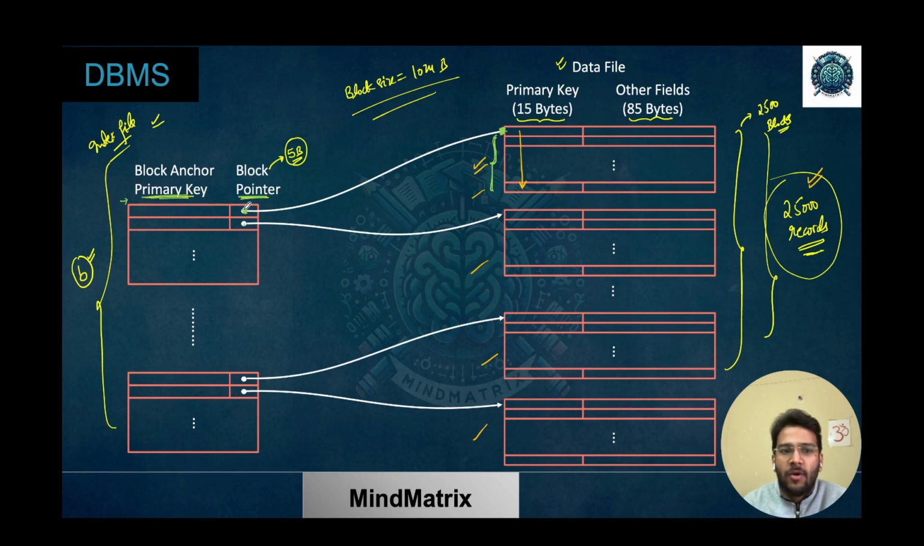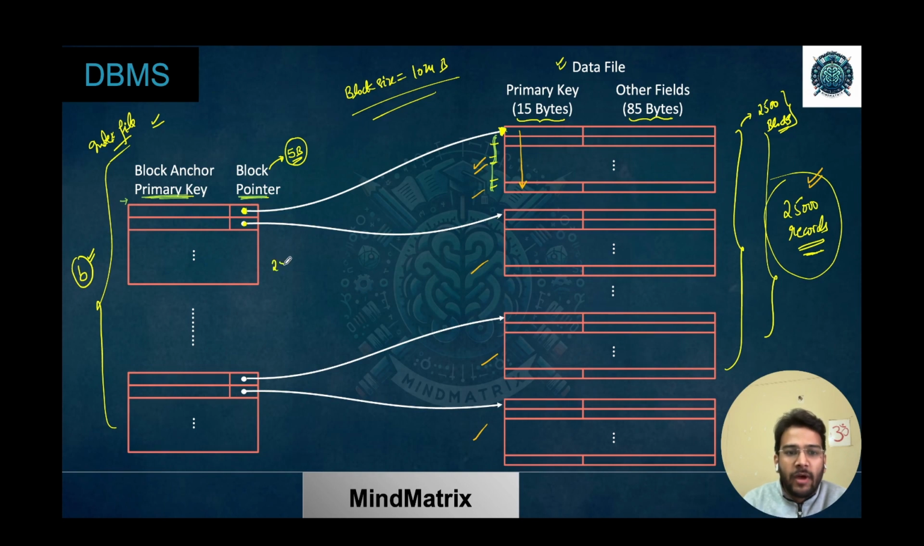What is a sparse index? For every block, a pointer is going to point to the first record of that block. Similarly, this pointer is pointing to the first record of that block. That means we don't have pointers pointing to every record of the block. No, it's not like that. That's why it is sparse indexing.